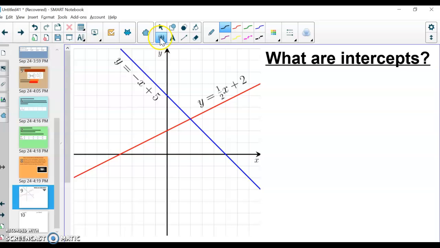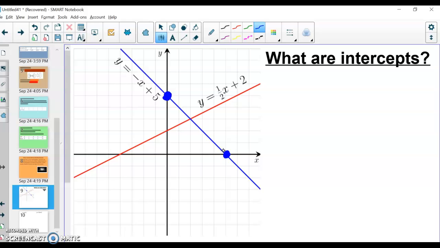You see two lines on my screen right now. You see a blue line and a red line. We'll focus on the blue line right now. The intercepts of a line are, where does that line cross in two places? First, where does it cross the y-axis? And second, where does it cross the x-axis?